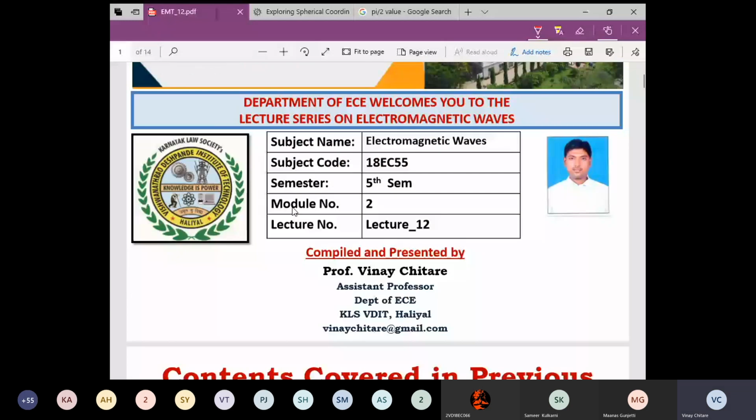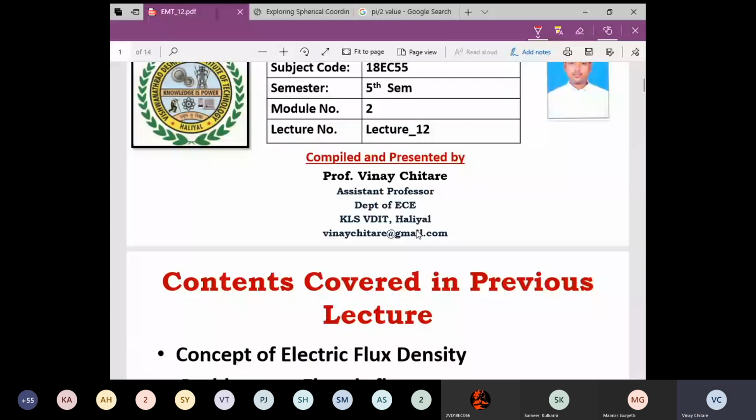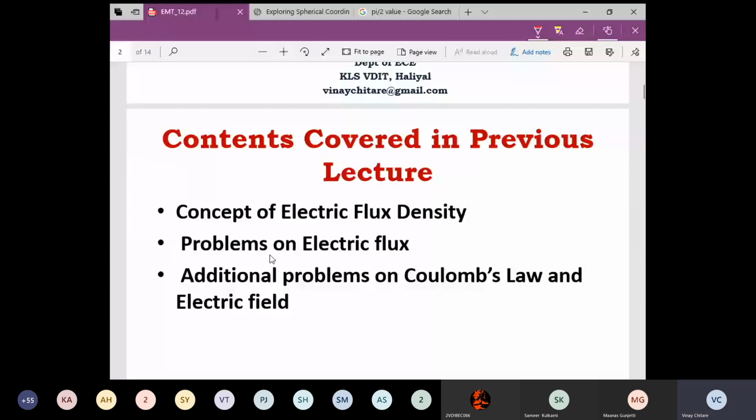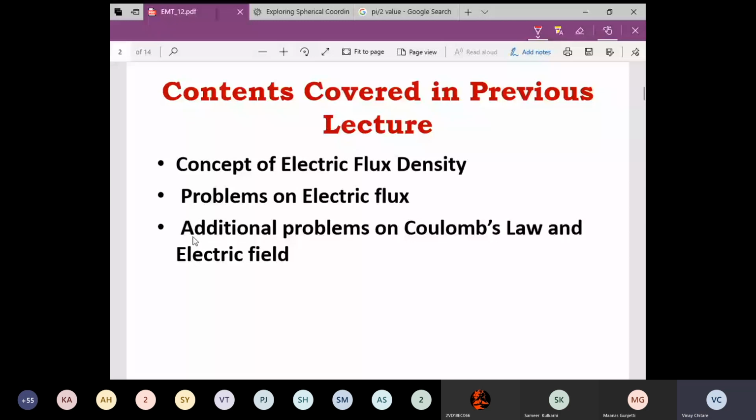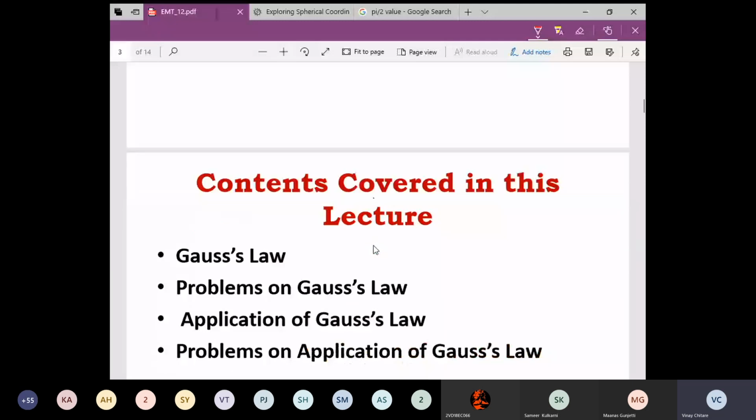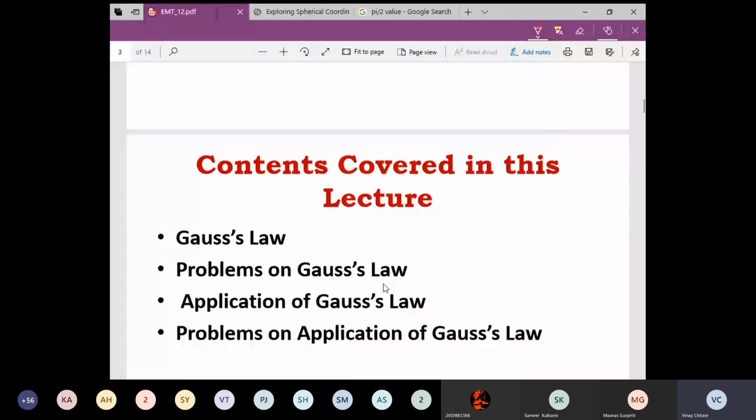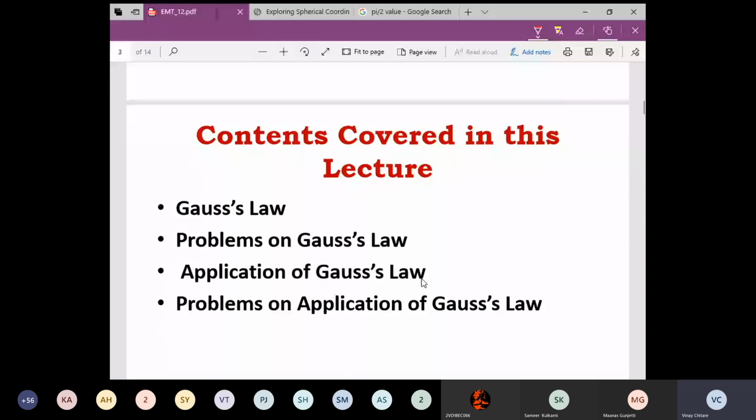So the contents covered in previous lectures were the concepts of electric flux density, problems on electric flux, and then we have discussed a few additional problems on Coulomb's law and electric field. In today's lecture, we will discuss Gauss's law, problems on Gauss's law, the application of Gauss's law, and then we'll try to discuss problems on the application of Gauss's law.